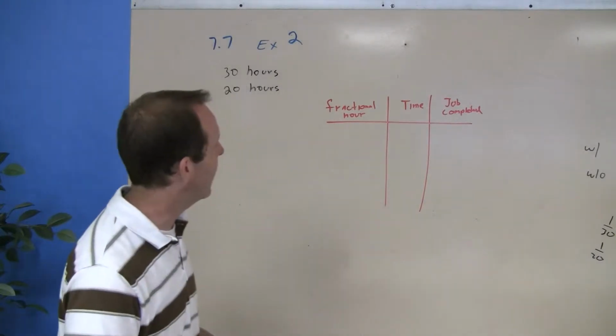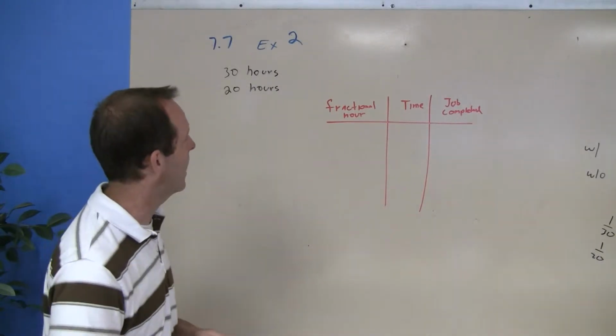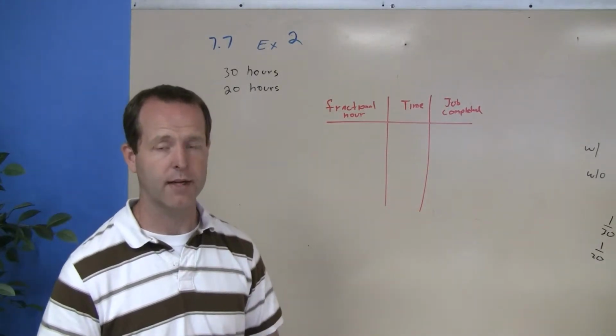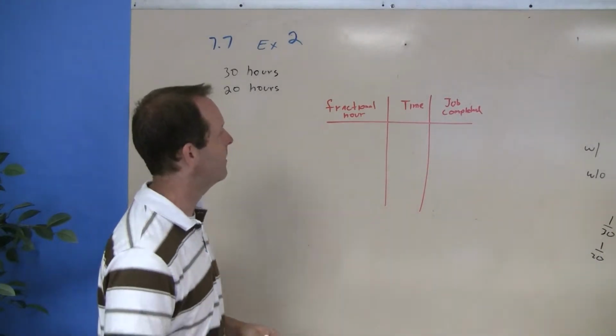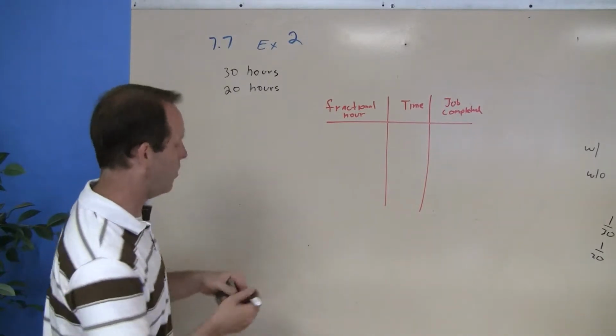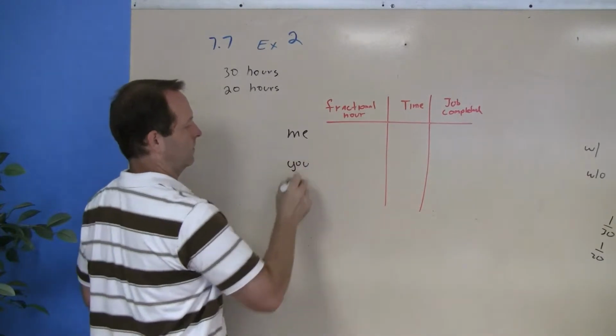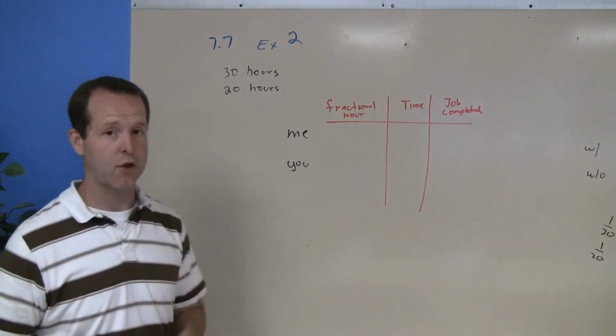Well, I think we can start to have an idea of how to look at this particular type of problem. What I'm going to do is start to develop a little bit of a table here. And the table is going to help me organize my information. The first part is I want to look at me. And then I'm going to look at you. Well, I can design a website in 30 hours.